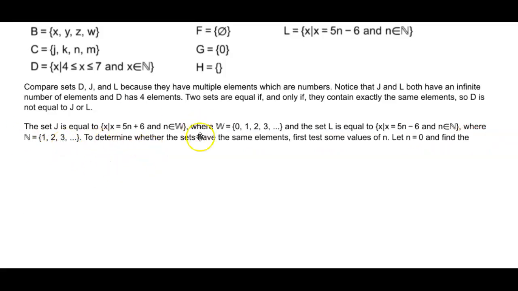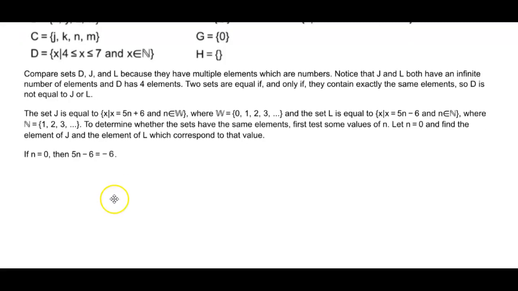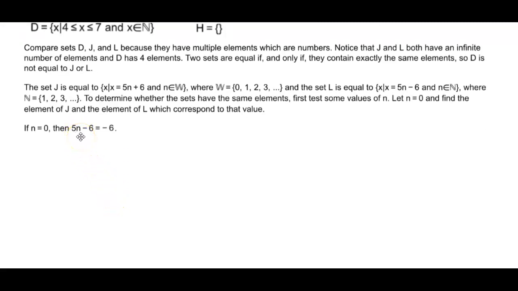Now, to determine whether the sets have the same elements, we want to first test some values of n. So, since 0 is a whole number here, we're going to let n equal 0 and find the element of J and the element of L which corresponds to that value. So, we're going to plug in 0 into the value of 5n minus 6. And so therefore, 5 times 0 is 0, minus 6 equals negative 6.